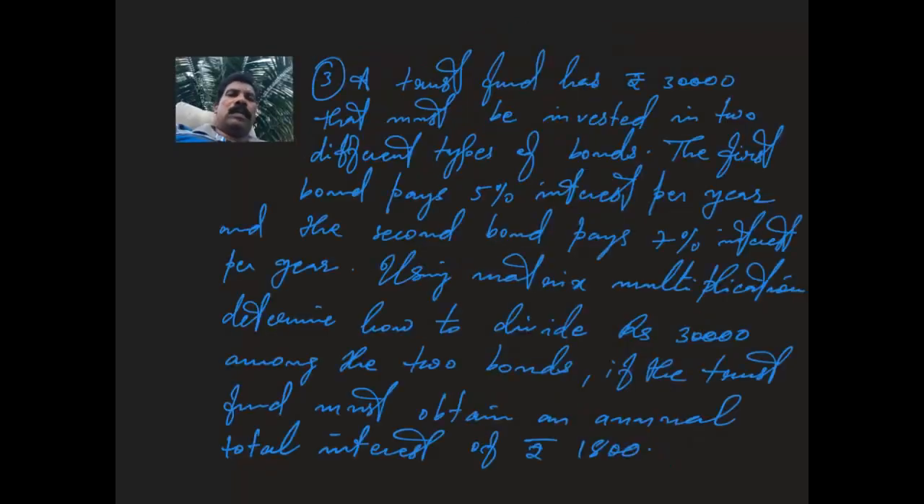See another practical situation of matrix multiplication. A trust fund has rupees 30,000 that must be invested in two different types of bonds. The first bond pays 5% interest per year and the second bond pays 7% interest per year. Using matrix multiplication, determine how to divide rupees 30,000 among the two bonds if the trust fund must obtain an annual total interest of rupees 1,800.